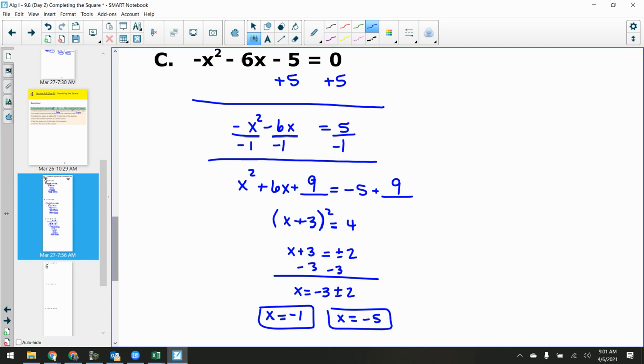So what made it weird this time? Well, the fact that this was not in the correct form. I had to get C over to the other side. And when I did that, I had something in front of x squared. I had a negative in front of x squared, which was no good. Can't have that. Questions about that?